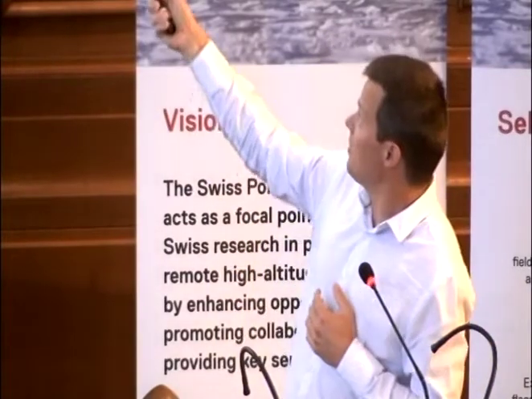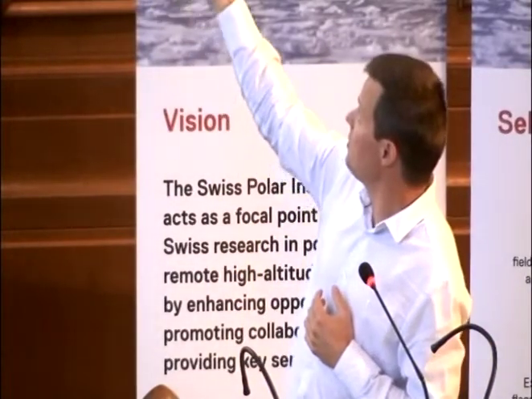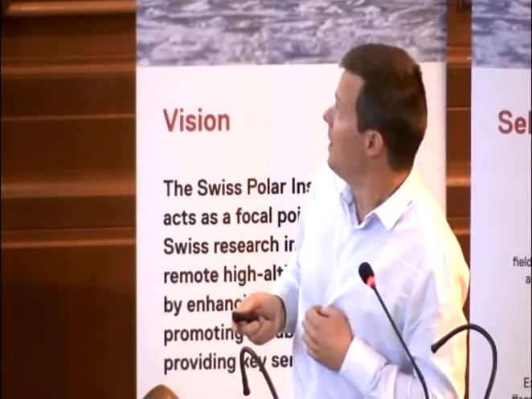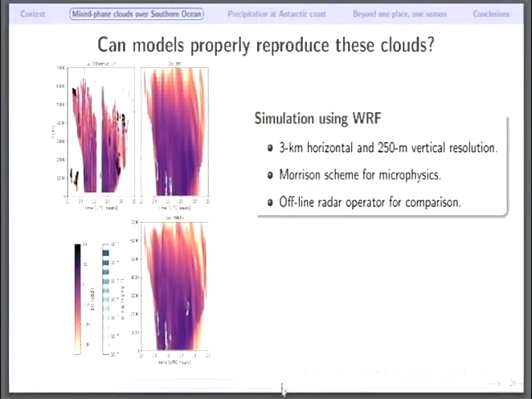So we have mixed phase clouds here and here associated with this front. The question we want to check is, can models properly reproduce these clouds? Are the weather or climate models able to reproduce such cloud systems? To investigate that, we use the WRF model, Weather Research and Forecasting, which is a state-of-the-art model. We use this one, but the conclusions we have here are valid for all models in general, at least the ones used in operational context.